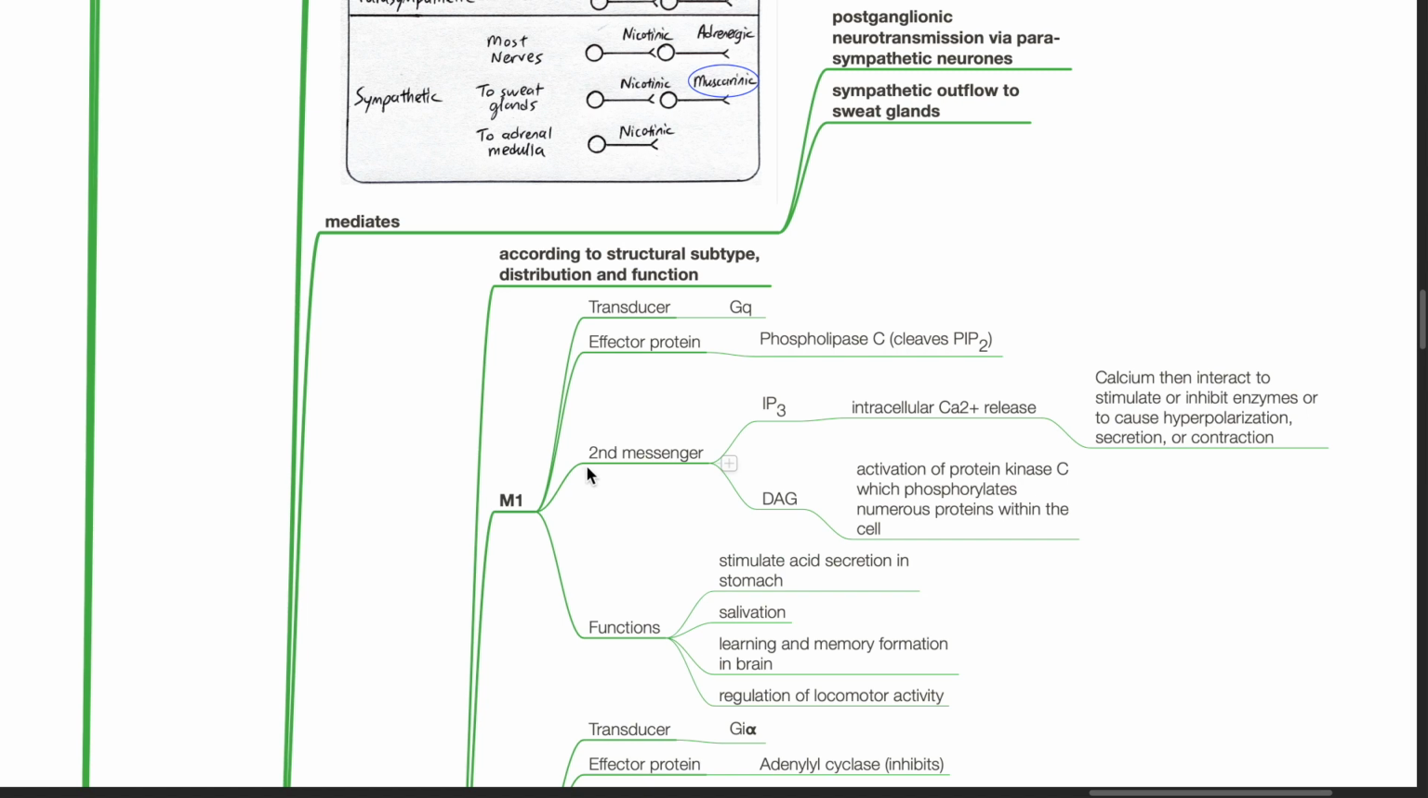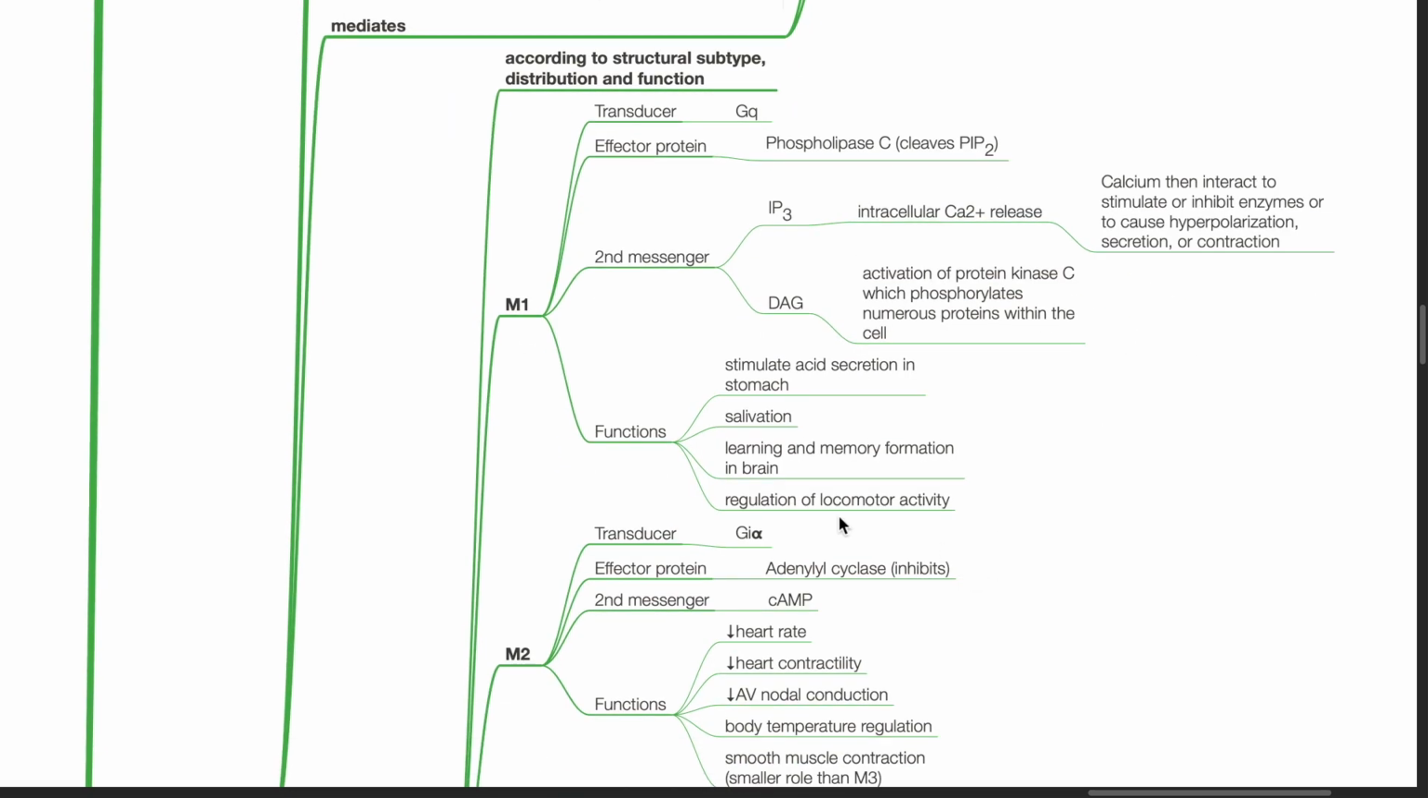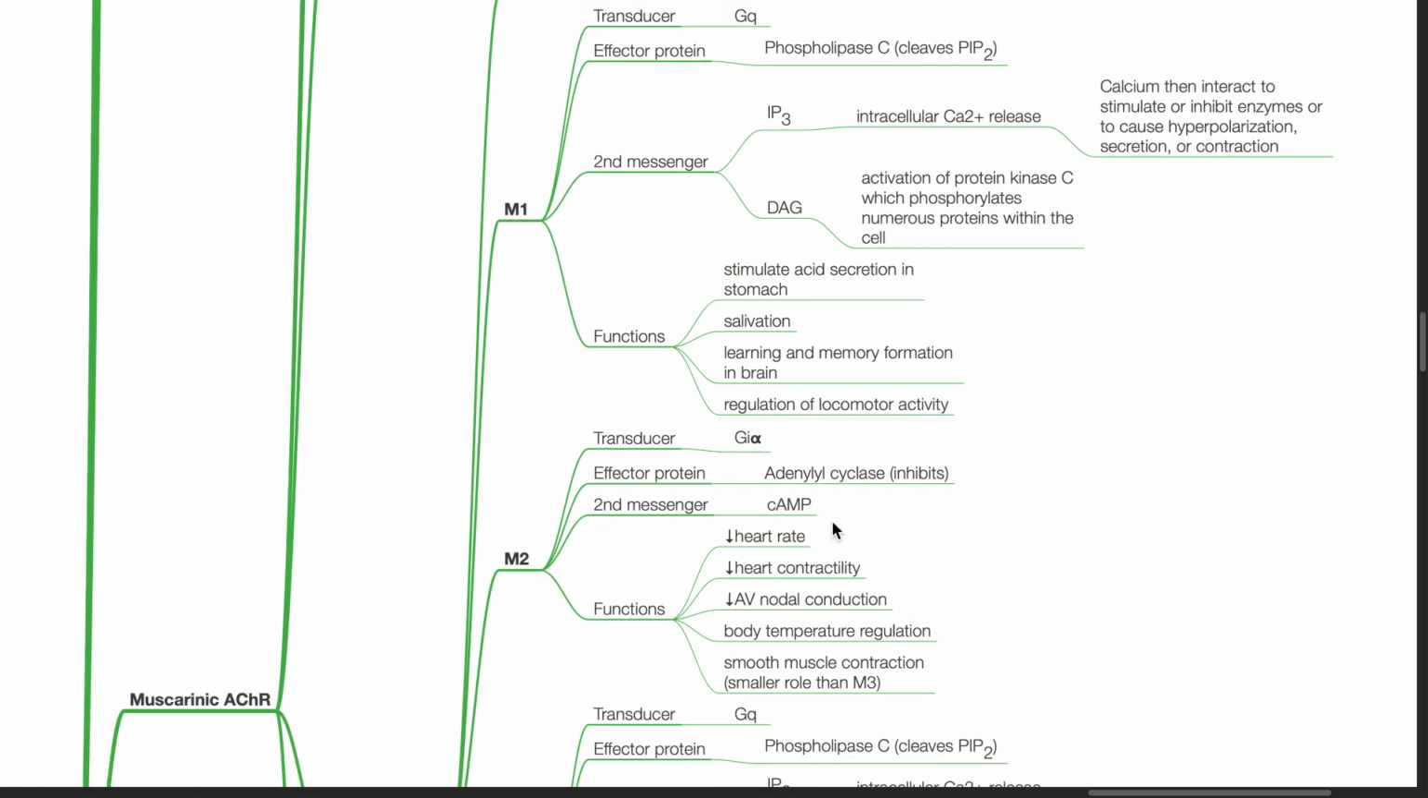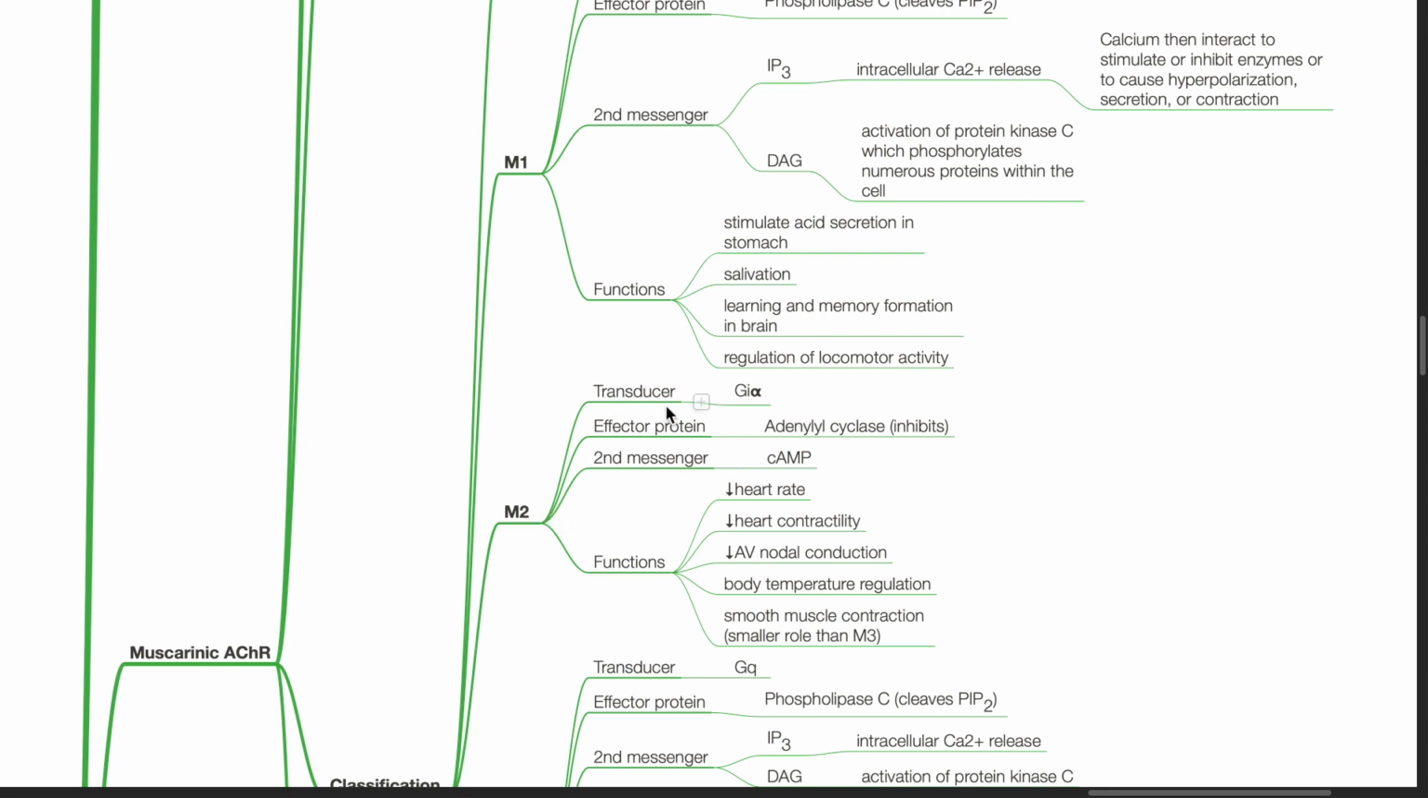Another second messenger is DAG, which causes activation of protein kinase C, which phosphorylates numerous proteins within the cell. Functions of M1: stimulate acid secretion in the stomach, salivation, learning and memory formation in the brain, and regulation of locomotor activity.